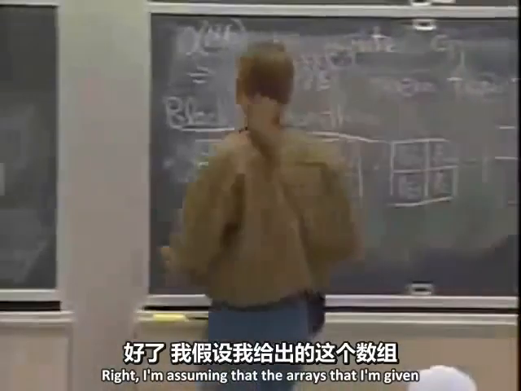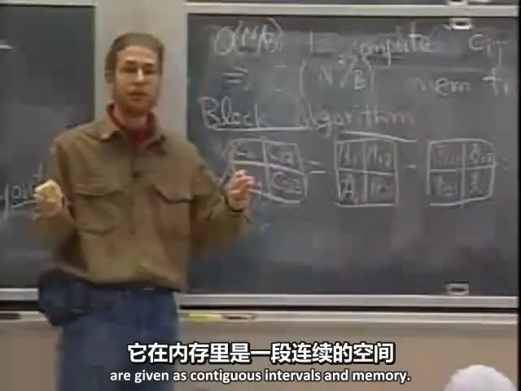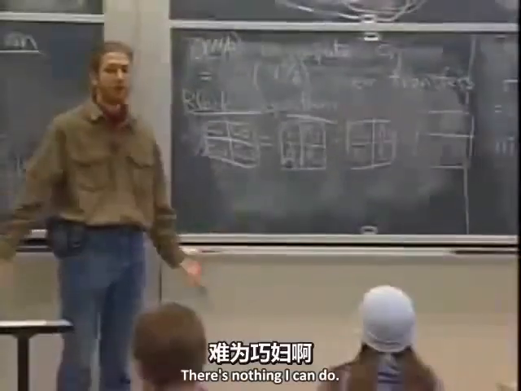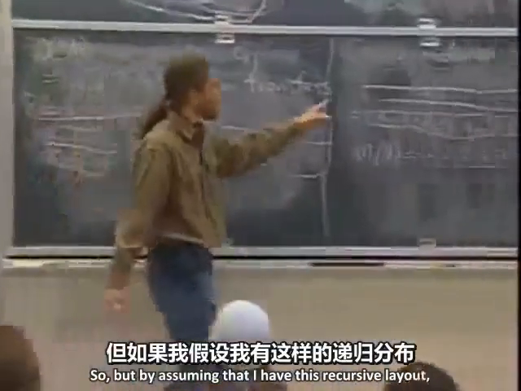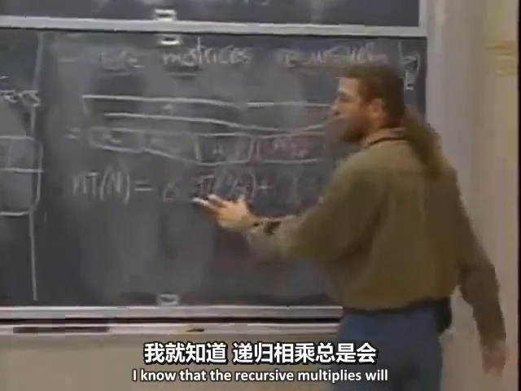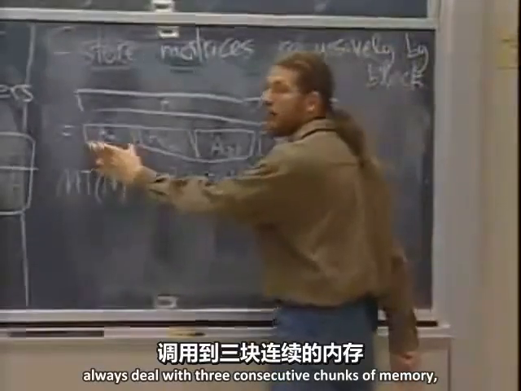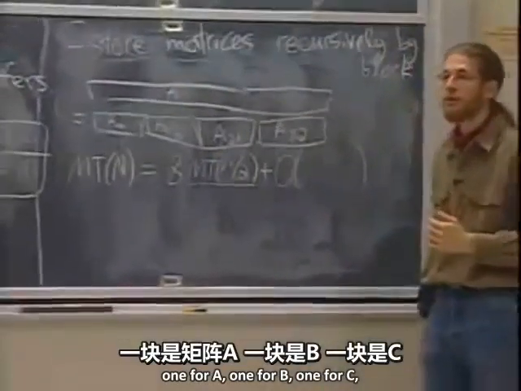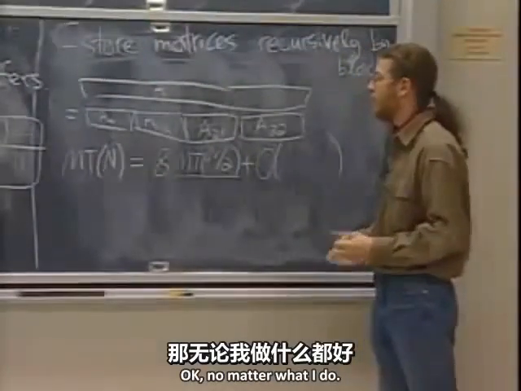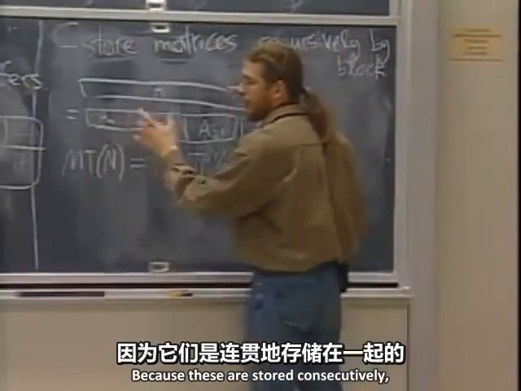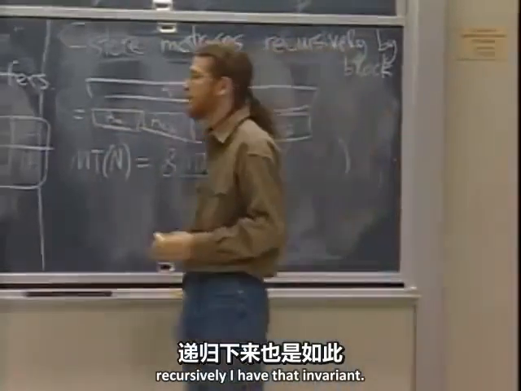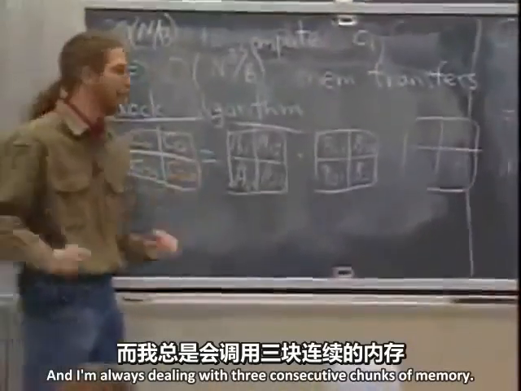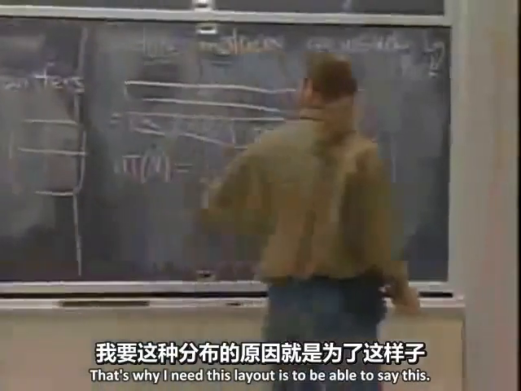Right? I'm assuming that the arrays that I'm given are given as contiguous intervals in memory. If they aren't, I mean, if they're like scattered all over memory, I'm screwed. There's nothing I could do. So, but by assuming that I have this recursive layout, I know that the recursive multiplies will always deal with 3 consecutive chunks of memory. 1 for A, 1 for B, 1 for C. Okay, no matter what I do, because these are stored consecutively, recursively, I have that invariant. Okay, and I can keep recursing, and I'm always dealing with 3 consecutive chunks of memory. That's why I need this layout, is to be able to say this.